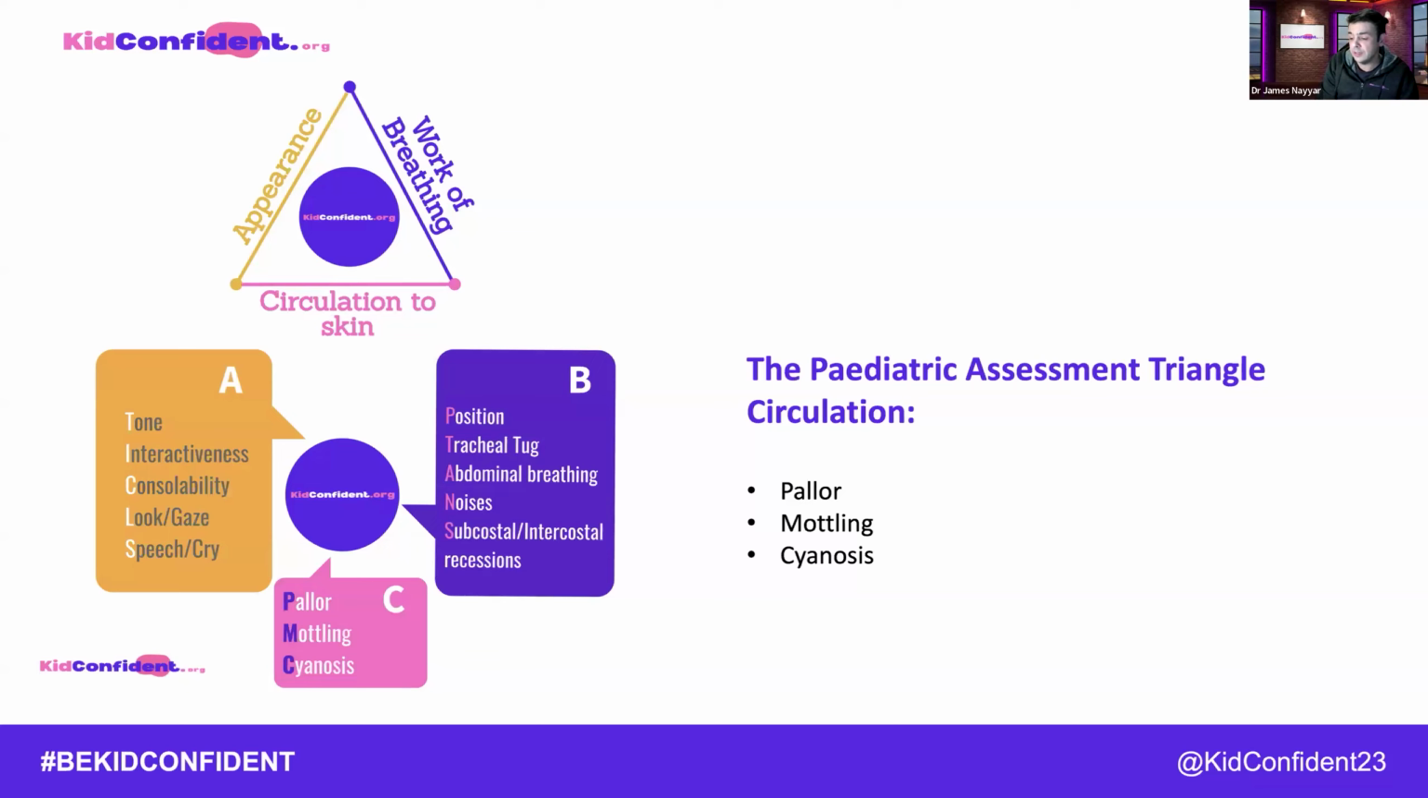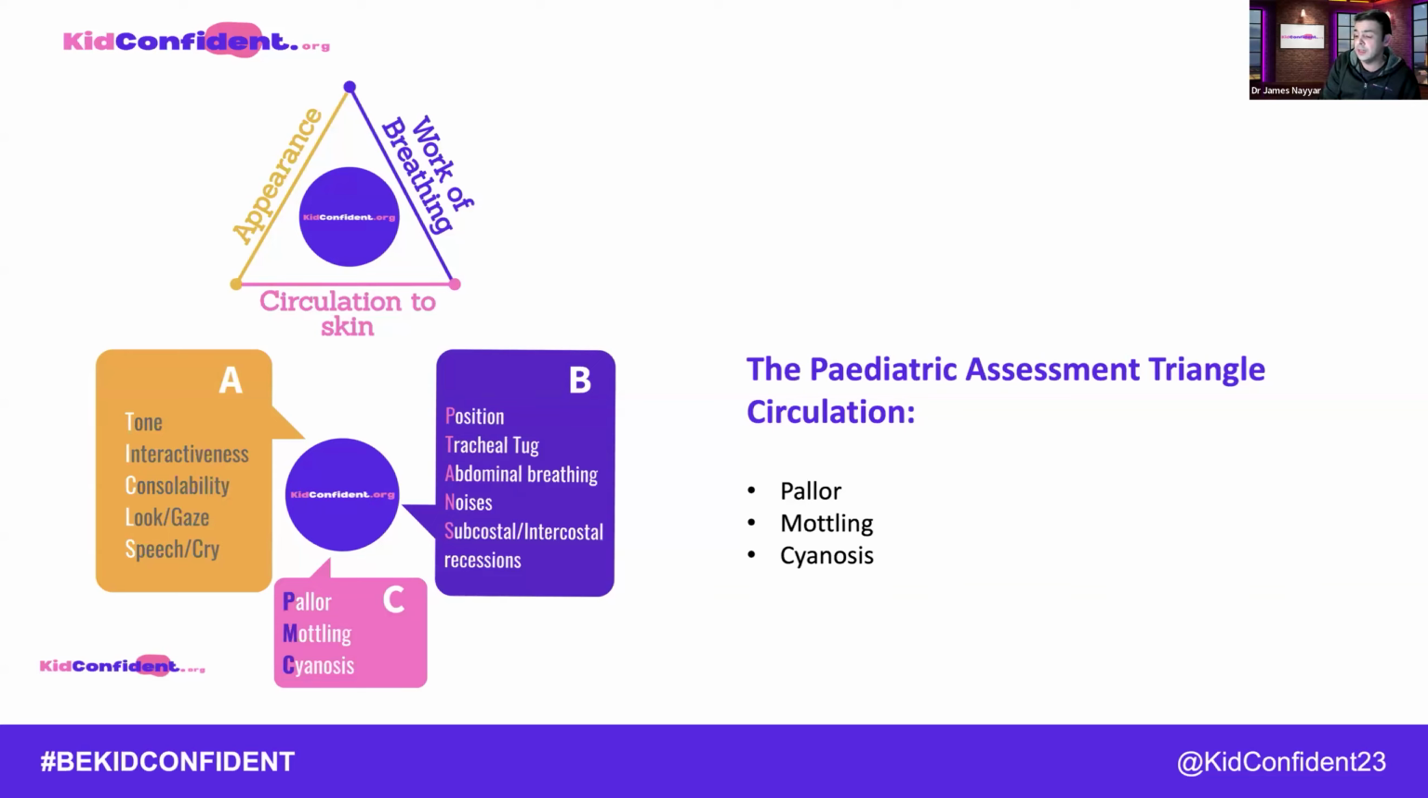Mottling is when there's patchy discoloration of the skin caused by variable vasoconstriction. It's most common in the extremities, and it's a red flag for circulation because it's a sign of reduced tissue perfusion, and it can also affect the whole body, which is a double red flag.